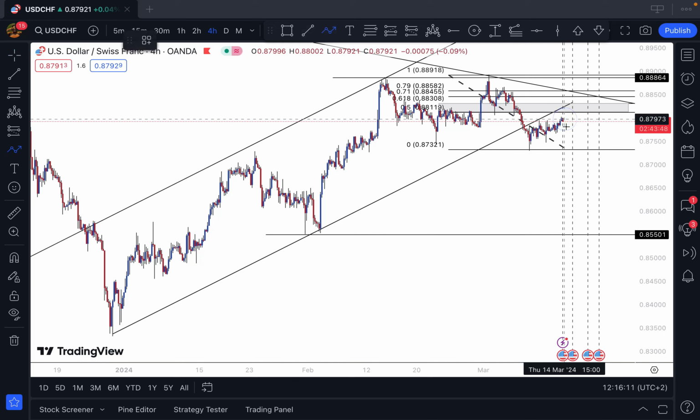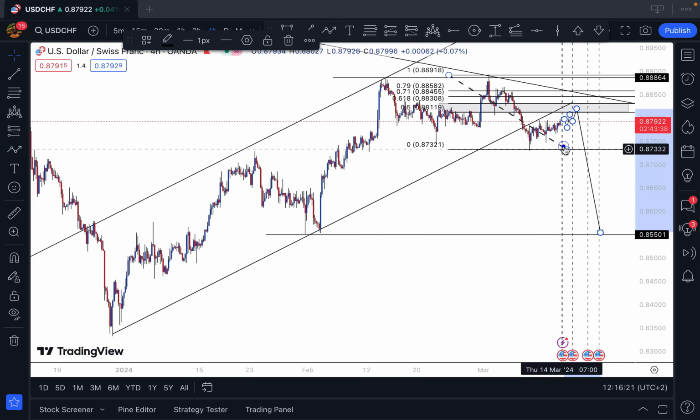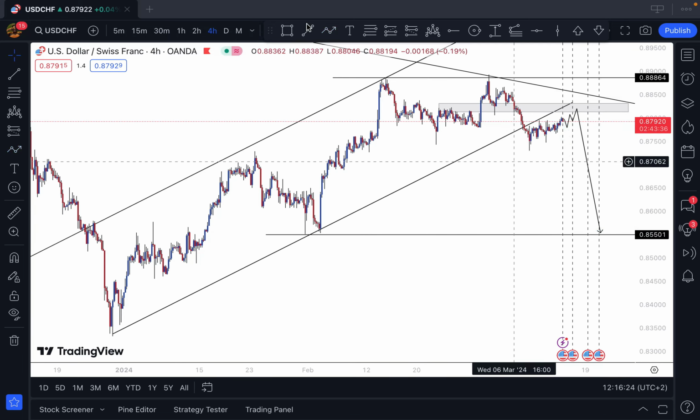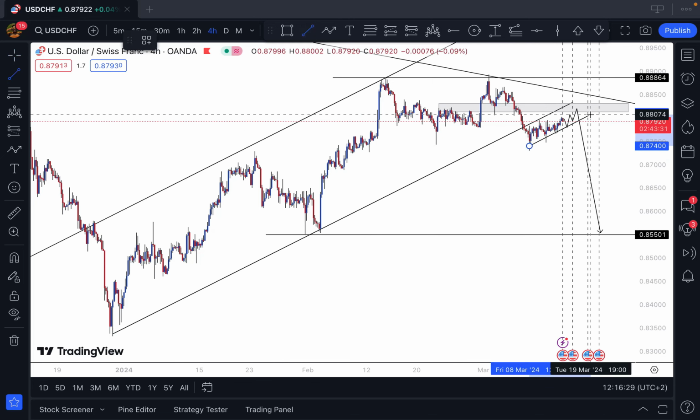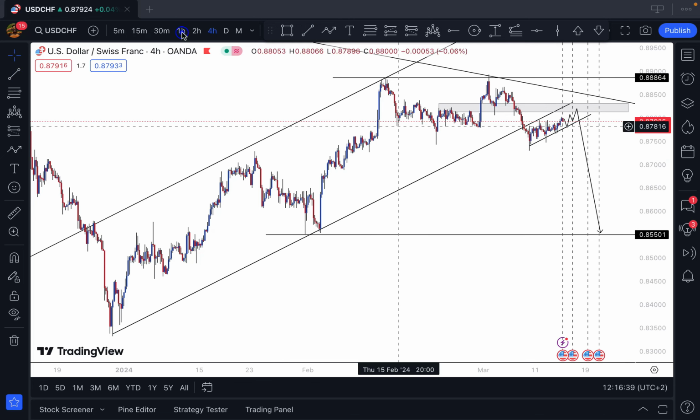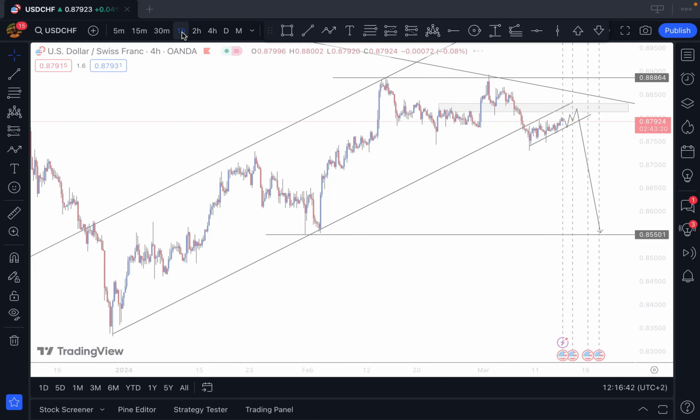We might be expecting this retest and then we push going to the downside. And also we can see that we are forming some sort of a bearish flag right here. Okay, let's see if there's anything we can spot also on our 1 hourly time frame.